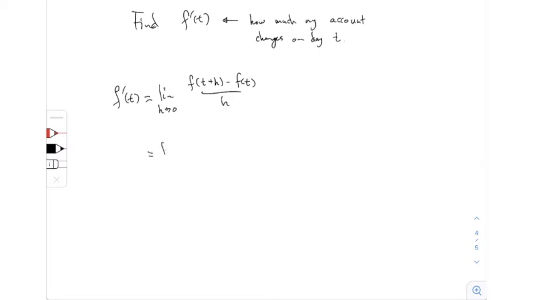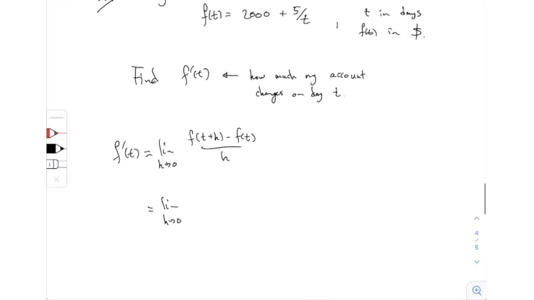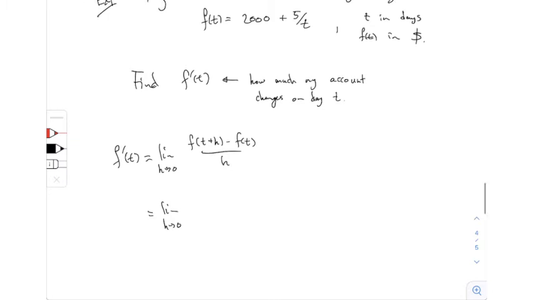I go limit as h goes to 0. All right, f of t plus h. My formula is up there, 2,000 plus 5 over t. So it's going to be 2,000 plus, how do I plug that one in? Yeah, what do you think? 5 over t plus h. Yeah, great. You go up to the original formula and you replace the t with a t plus h. So it becomes 2,000 plus 5 divided by t plus h. Great. And that was just this part, f of t plus h.